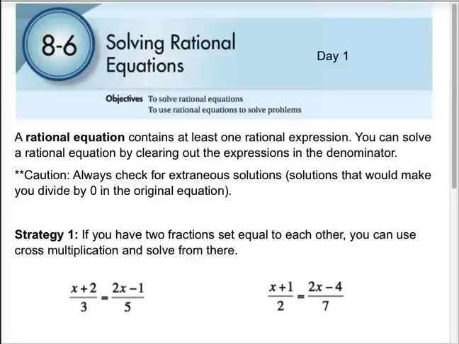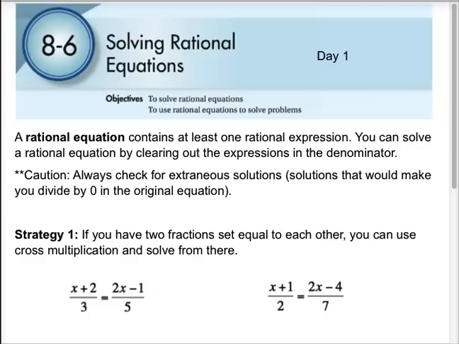Welcome back, class. Today we're going to start a section on solving rational equations. So we've been doing all of this work on rational expressions, how to multiply, divide, add, subtract them. Now we're finally going to get into the solving piece. How do I solve a rational equation?